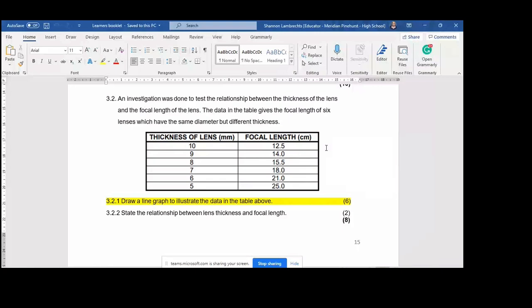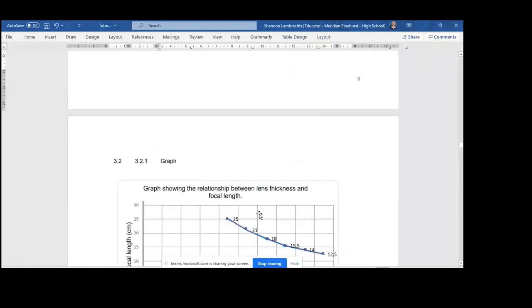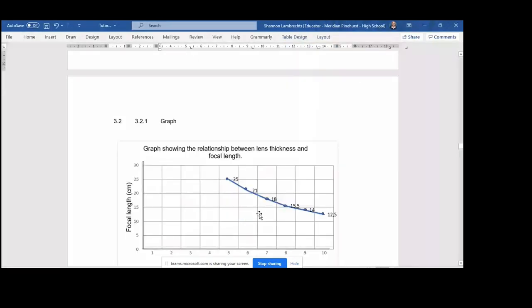So what I asked you guys to do yesterday for me is to draw this line graph. So I want you to go to this line graph and let's quickly chat about this line graph and how you must draw a graph in general. Okay, so let me just put up the booklet. Here we go. So I'm going to zoom in quite a bit.